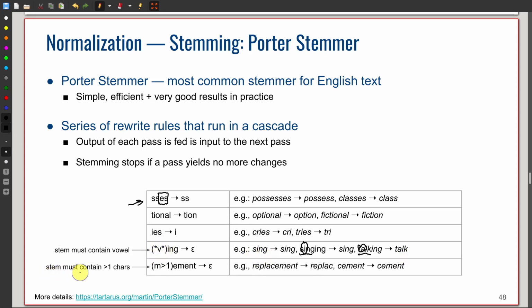Similarly, this one says that the stem must contain more than one character. So replacement gets stemmed to replac, but cement doesn't get stemmed because if we were to remove the E-M-E-N-T, we would just get the letter C.